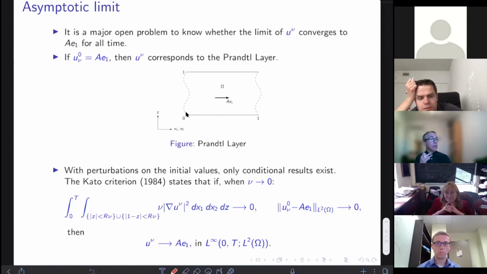If you can control the dissipation of kinetic energy here, really at the level of nu, and then show that this quantity converges to zero very close to the boundary, then you will converge to what you are looking for.